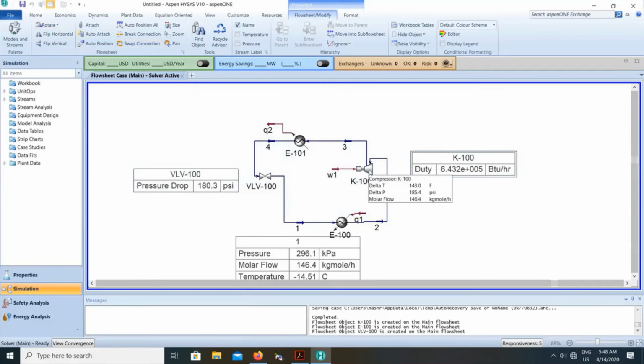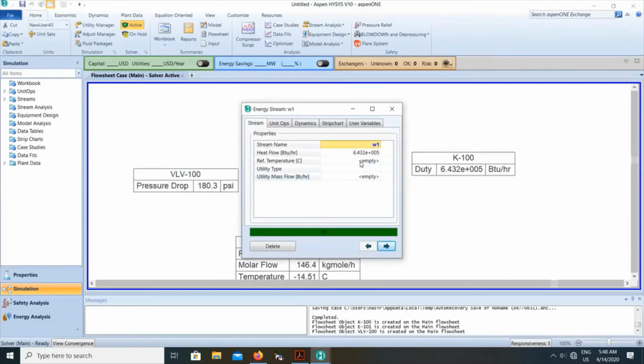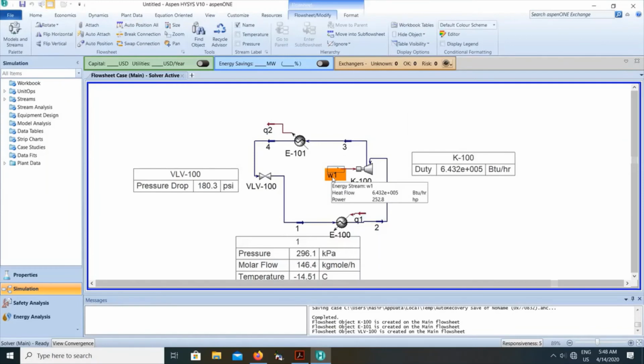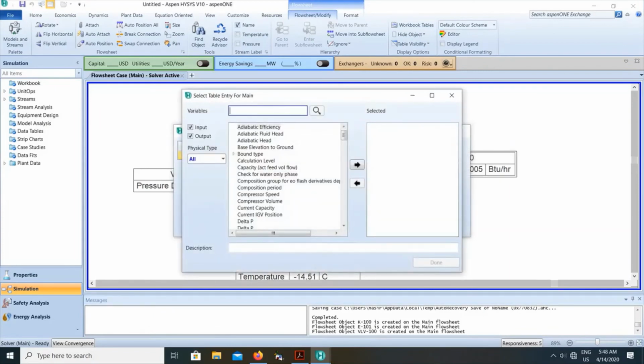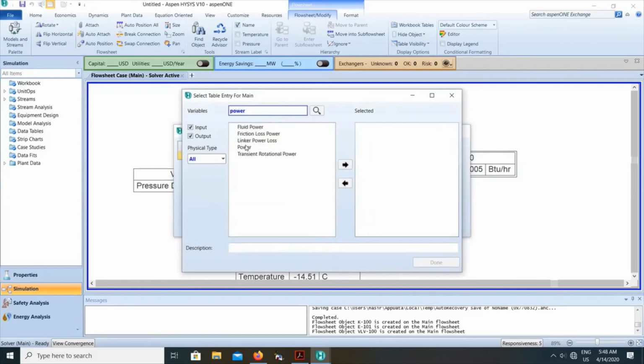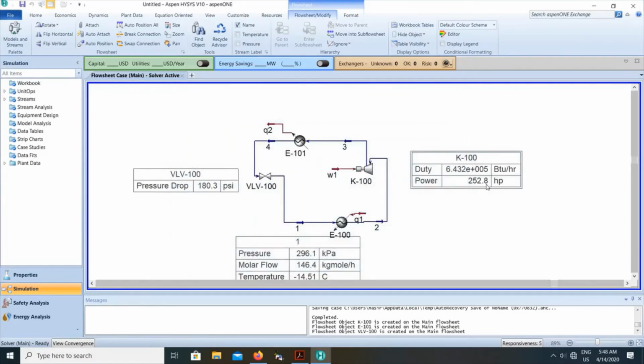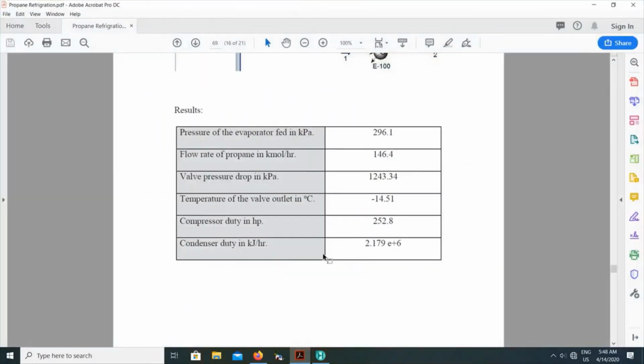If you want to cross check, if you go inside this duty, you can see the duty in kilojoule per hour is 6.7878 e to the power 5 kilojoule per hour, and in horsepower it is not shown here, but you can find this information from here, where the power is 252.8. Let me go back to this one again. Click on the power, add this power in the table and click done. So that will be shown as 252.2 in horsepower.